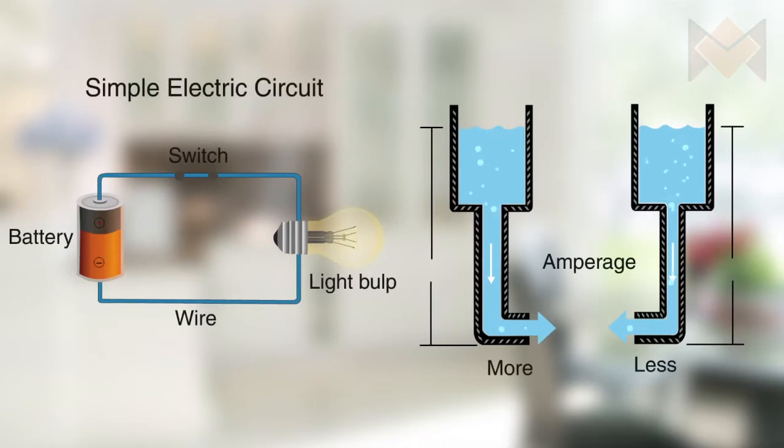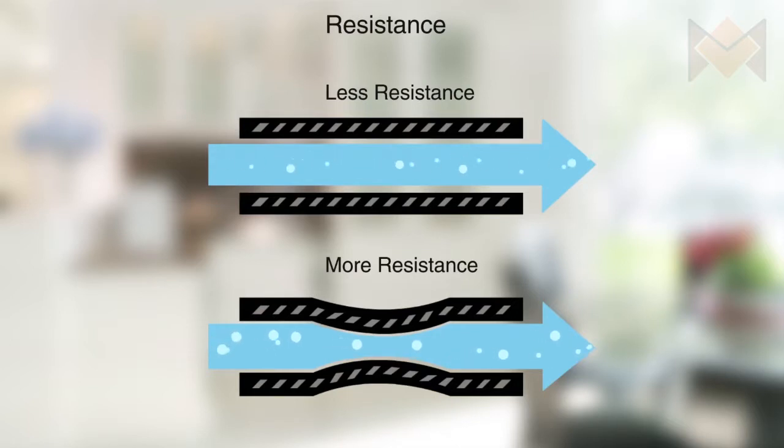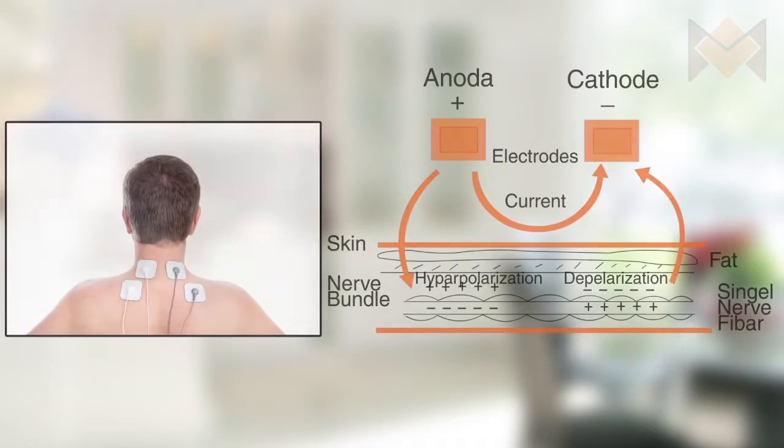Resistance. This is how difficult it is for electricity to follow along a circuit. Think of this as the size of the hose. The larger the diameter, the easier it is for water to flow through the hose, having less resistance. With a small hose, it's harder for the water to flow through, having more resistance. When providing electrical stimulation as part of a treatment, resistance occurs when trying to get the electrical charge into the skin and into the body's tissues.